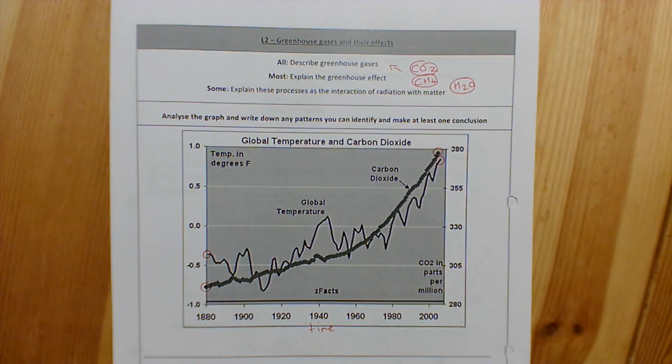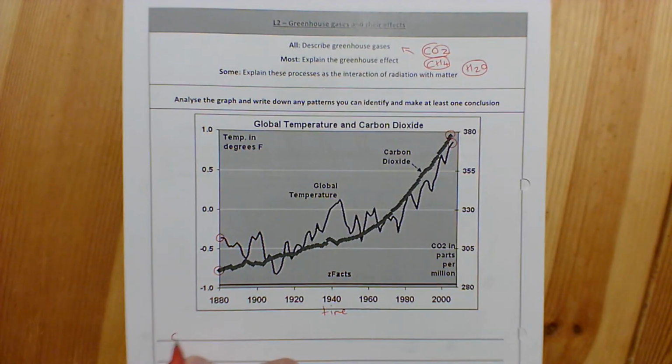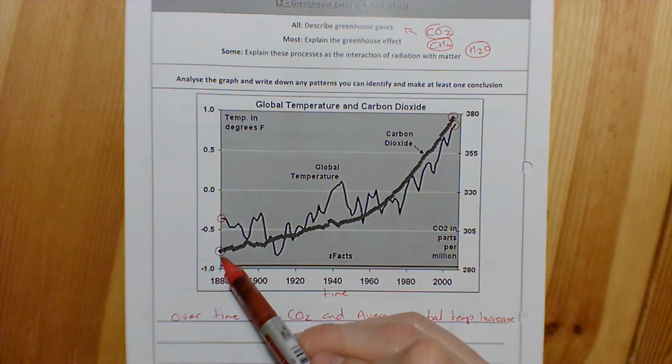Analyze the graph and write down any patterns you can identify and make at least one conclusion. So, over time, both CO2 and average global temperature increase. Okay, so that is the first thing we can take from that. And we can describe the amount it increased.